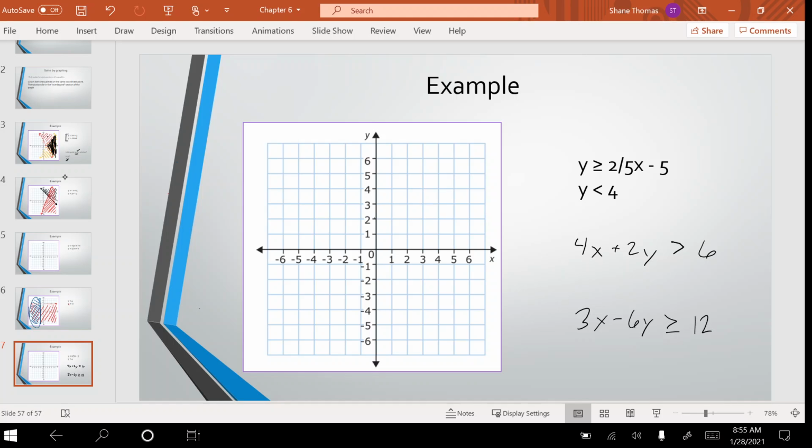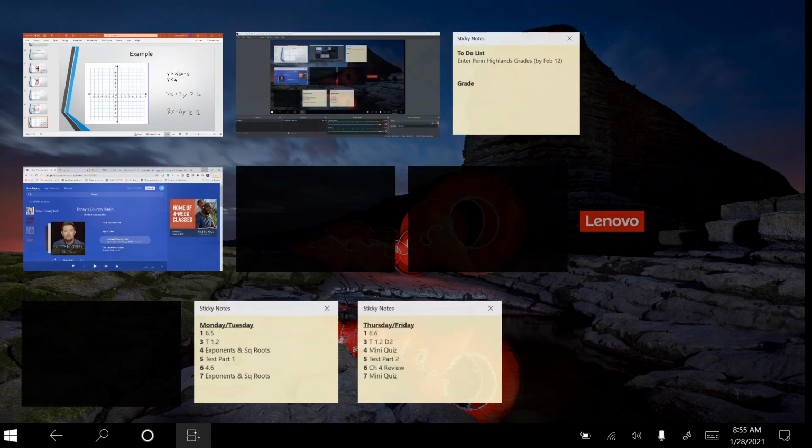12. Now, be careful. In the second one, we're going to have to divide by a negative 6. What happens when you divide an inequality by a negative? The other numbers become negative or positive. They become negative, and what happens to the sign? Switch it. You have to flip it, correct.